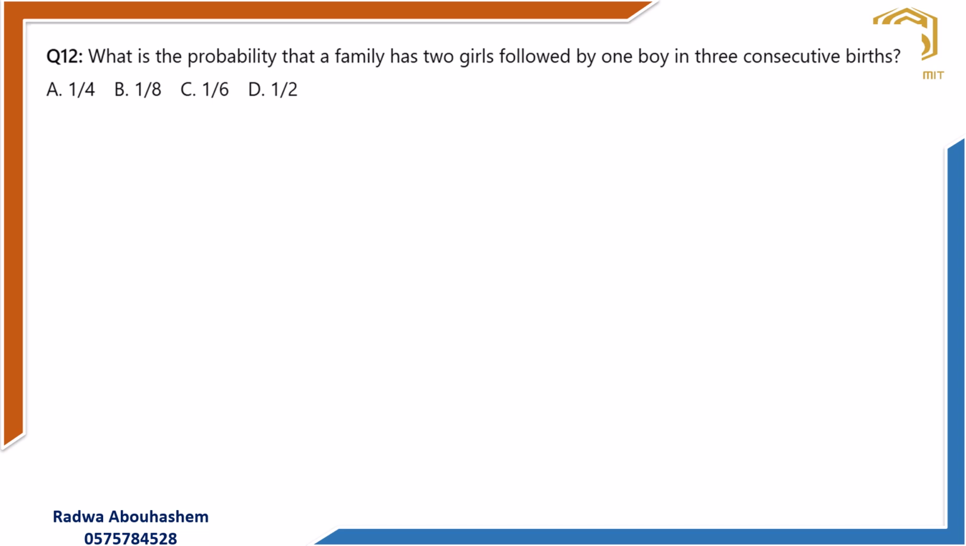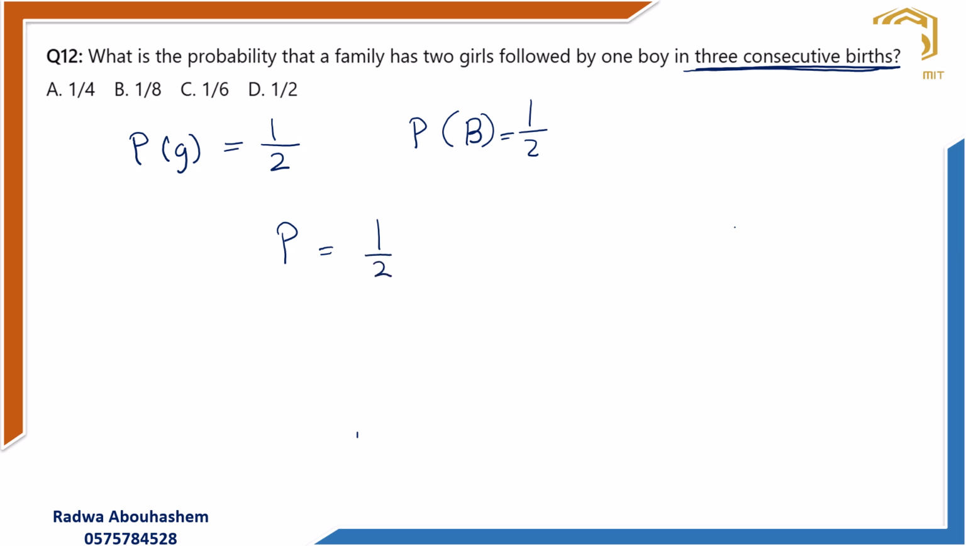What is the probability that a family has 2 girls followed by 1 boy in 3 consecutive births? Okay. Are these dependent events or independent? They are independent. Getting a girl or boy doesn't depend on each other, right? So what is the probability of getting a girl? It's 1/2. And the probability of getting a boy? It's also 1/2. Good. So I will multiply the probabilities. Since it's 3 consecutive births, the probability would be 1/2 for the first girl, 1/2 for the second girl, and 1/2 for the last boy. So it would be 1/8.